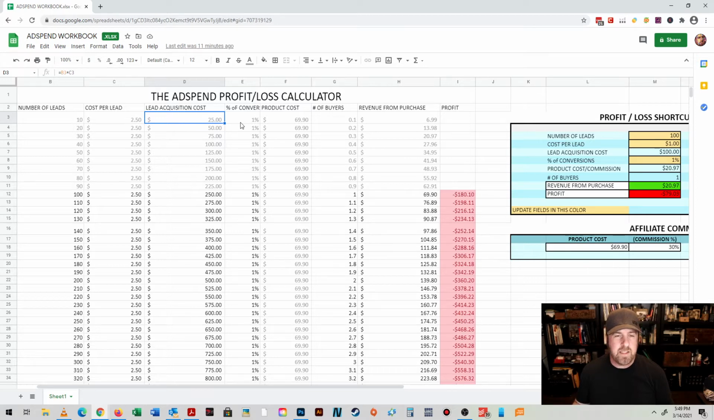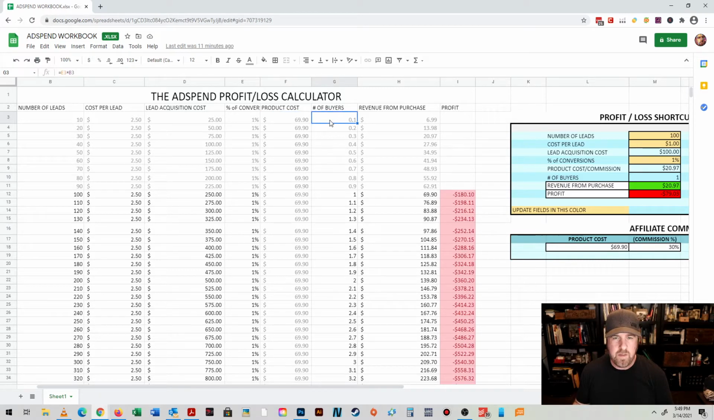So I've just put in a typical conversion rate here of 1%. Obviously, as you tweak your campaigns, maybe you'll get more than that, maybe you'll get less. But again, these are just standard numbers. And then we have our product cost here of $69.90. So this is right now the basic Builderall opt-in without the funnel club.